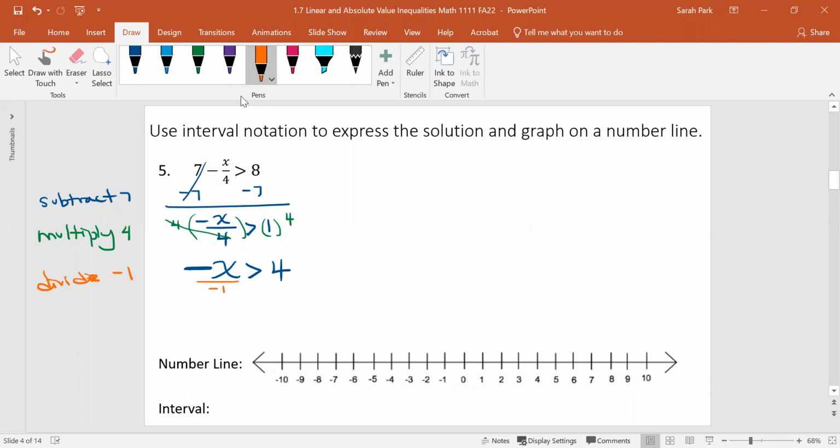So we're going to divide by negative 1. The negative cancels out, and we have x. Whenever we divide both sides by a negative, the inequality flips to the other direction. Because it was greater than, we flip it over to less than. Then 4 divided by negative 1 is negative 4. So I'm going to write a note here: flip the inequality when dividing both sides by a negative.